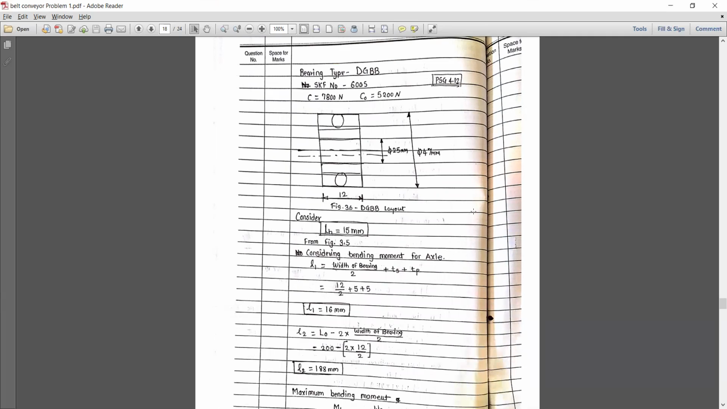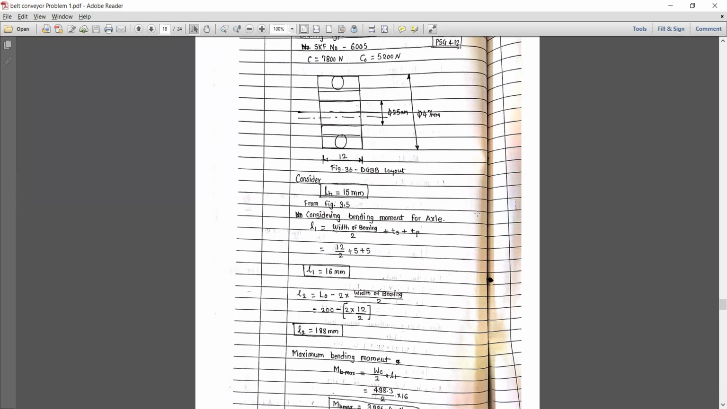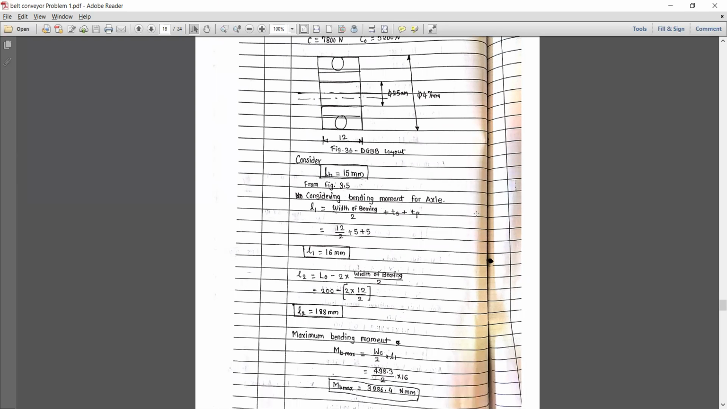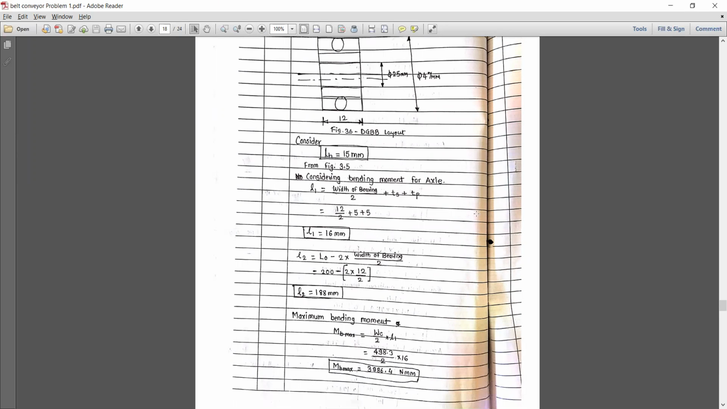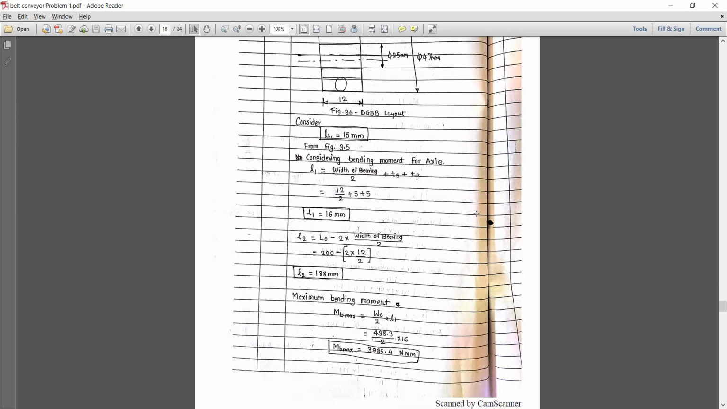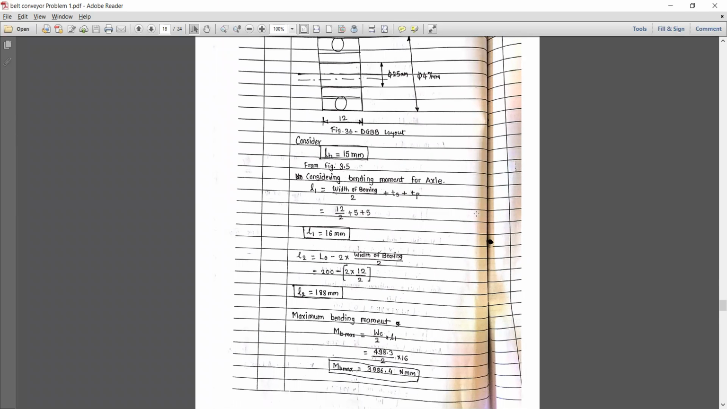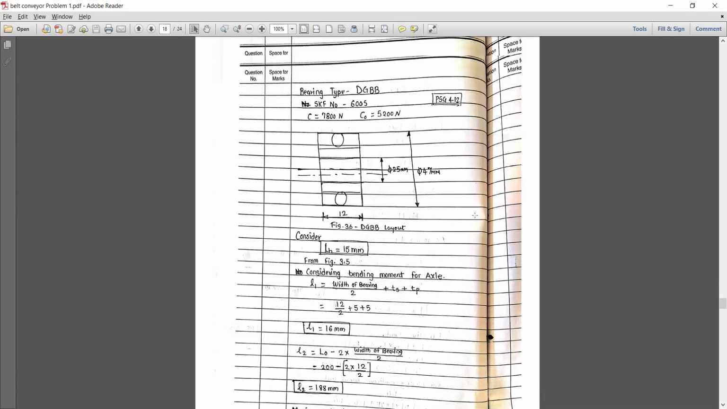So with respect to the DGBB, considering SKF 6005 with the value of C, the static capacity and dynamic capacity are 7,800 Newton and 5,200 Newton. Okay, so the dimension of the bearing is given over here, that is a bearing layout. Considering the length of hub is 15 mm.